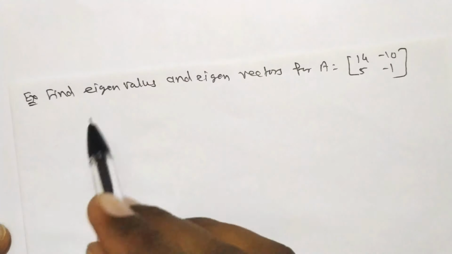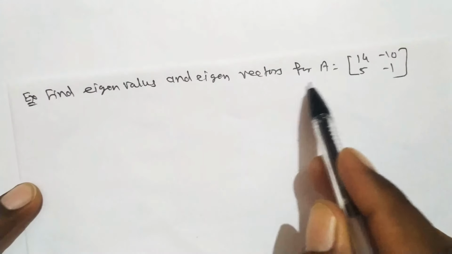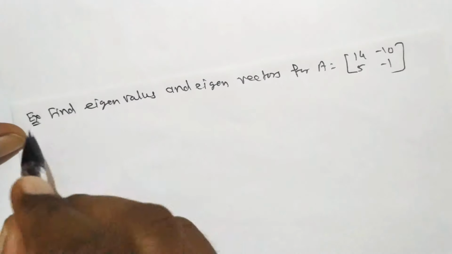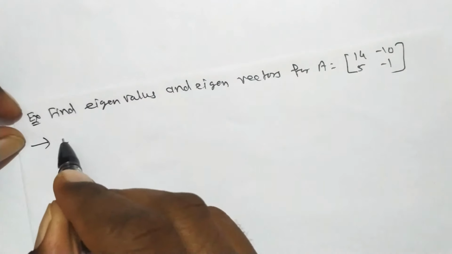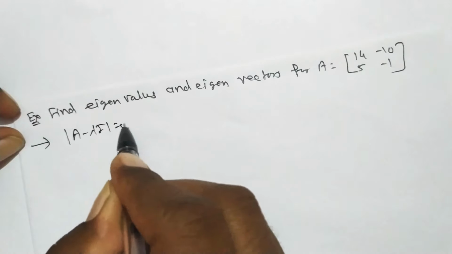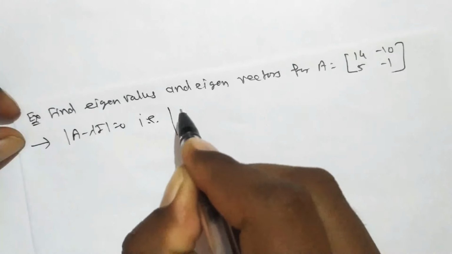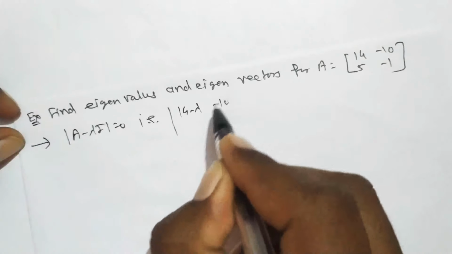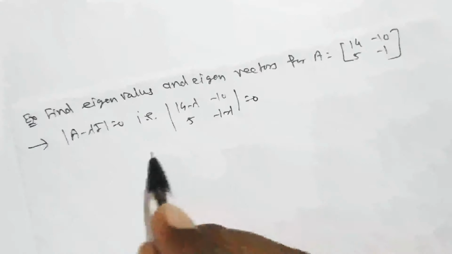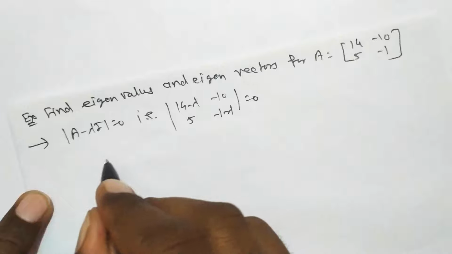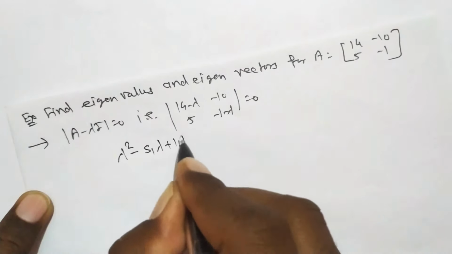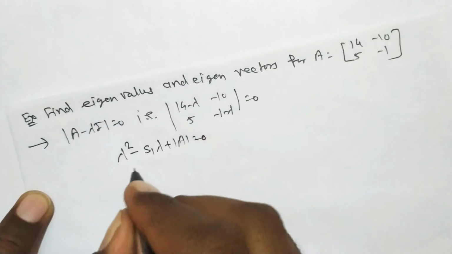So next problem is: find the eigenvalues and eigenvectors for the matrix A equal to 14, minus 10, 5, minus 1. So this is a 2 by 2 matrix. The problem is very simple, the method is the same. For eigenvalues we have to consider the determinant of A minus lambda equal to 0, that is, here the determinant of A minus lambda is 14 minus lambda, minus 10, 5, minus 1 minus lambda, equal to 0. So how do we expand this determinant? Again for 2 by 2 also one formula is there: lambda square minus s1 lambda plus determinant of A equal to 0. And here we have to find only s1.